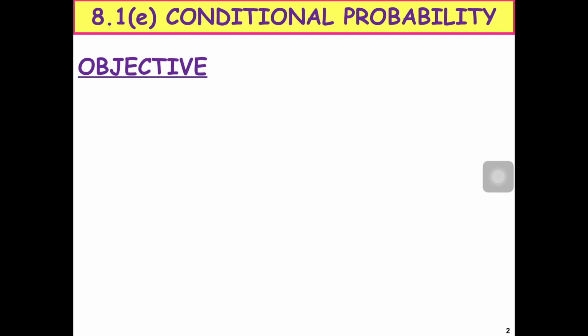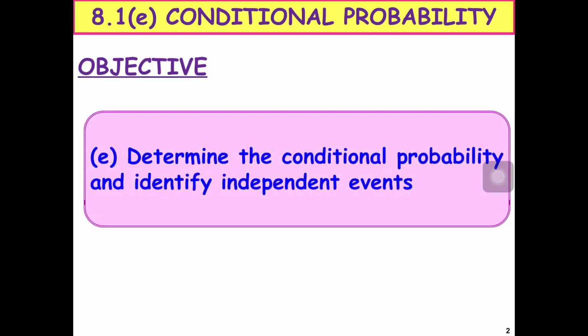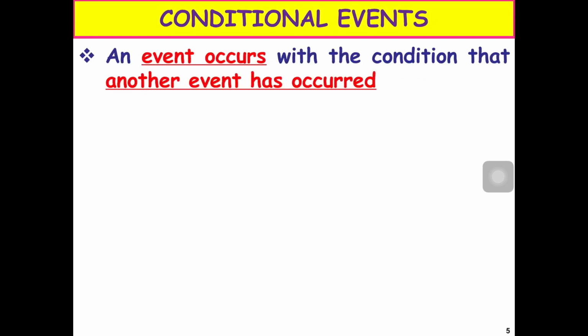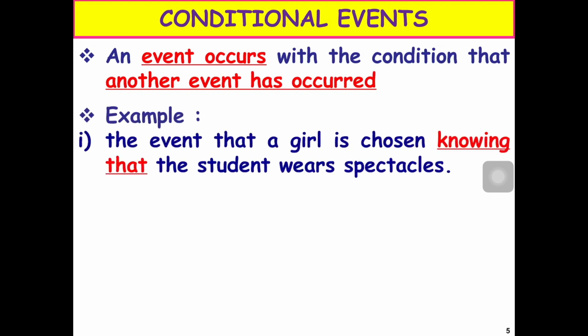So this is what we are going to learn, conditional probability, where our objective will be to determine the conditional probability and identify independent events. Conditional event: an event occurs with the condition that another event has occurred. For example, the event that a girl is chosen knowing that the student wears spectacles.